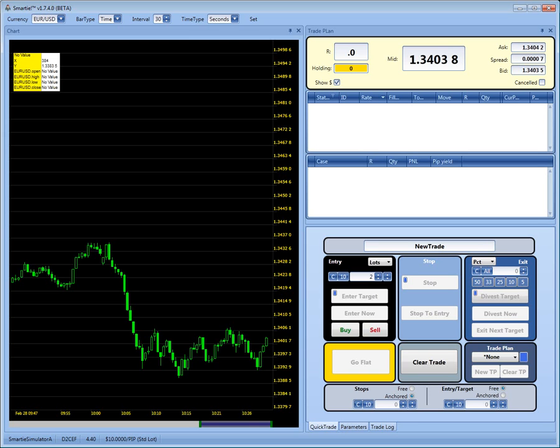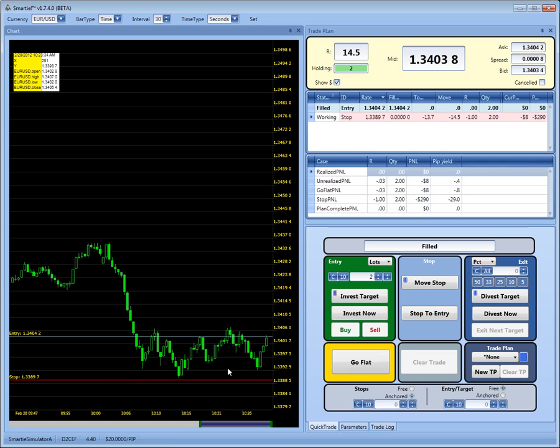Smarty gives you easy ways to place your profit targets based on risk and the tools to track your progress during the trade. Let me demonstrate. We'll take a trade with 2 lots. We enter our stop, we enter the trade.